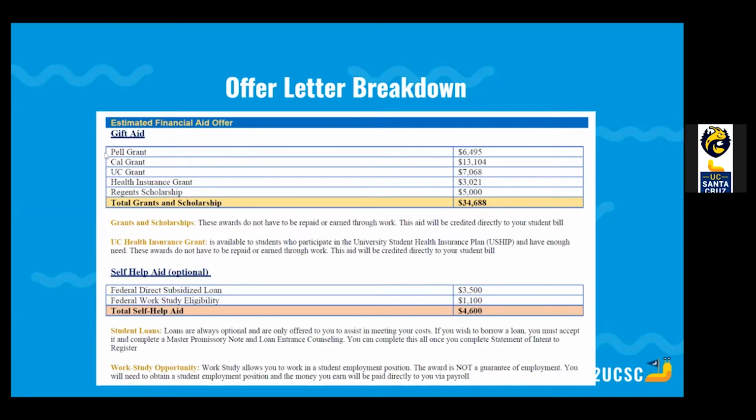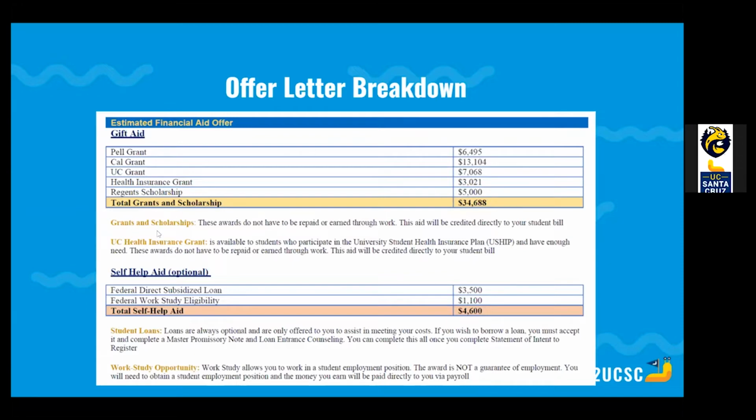So this grant is awarded by the federal government. This grant is awarded by the state, and UC grant is awarded by our institution. And then our health insurance grant is also an internal grant to help pay for health insurance. And then this student in particular was eligible for a Regents scholarship. So they also were awarded a Regents scholarship on top of that.